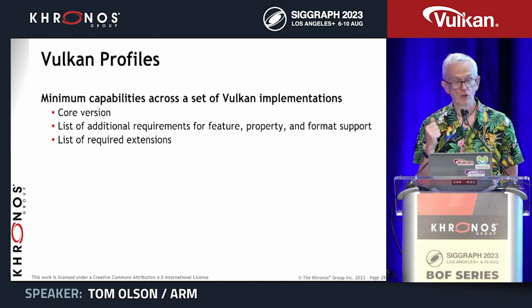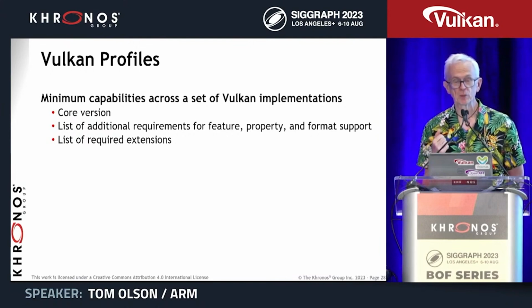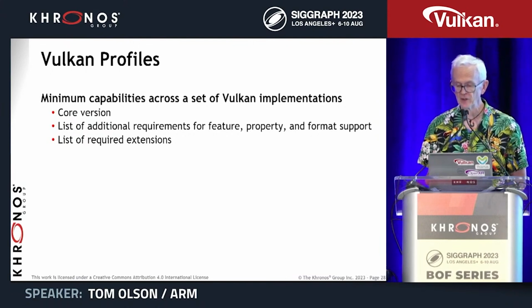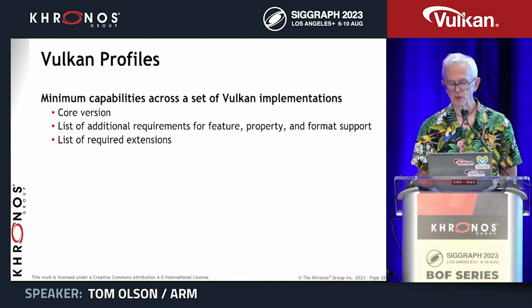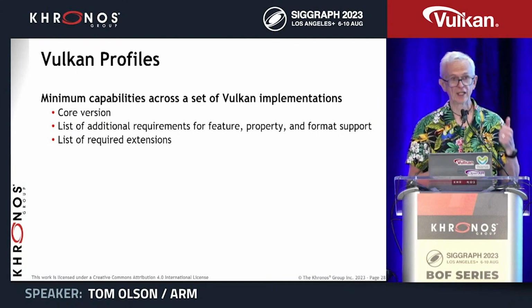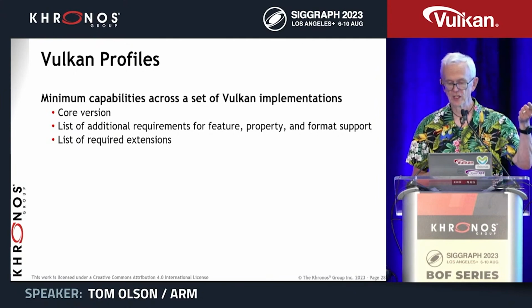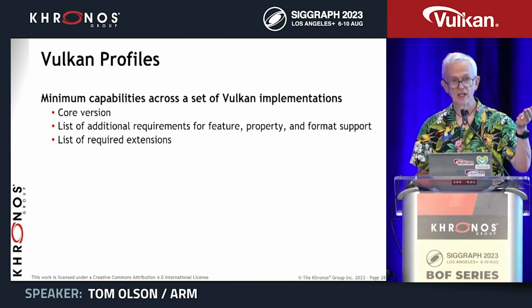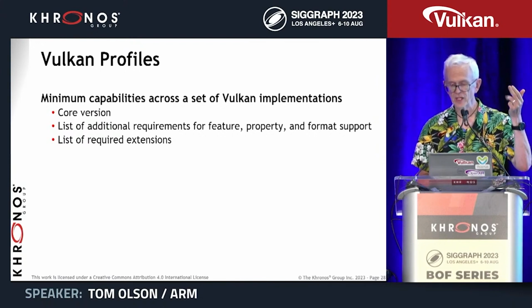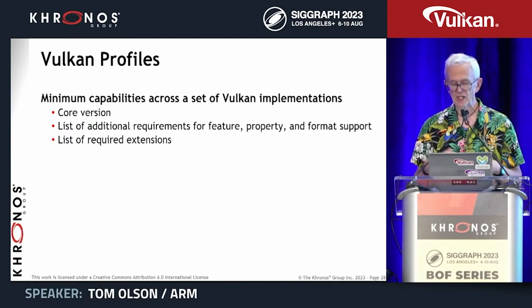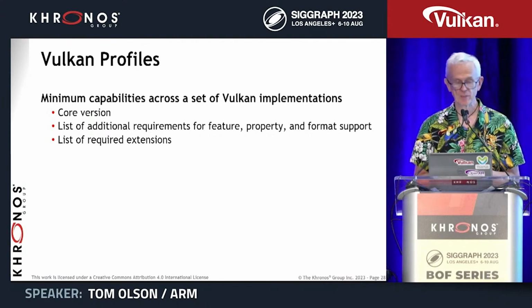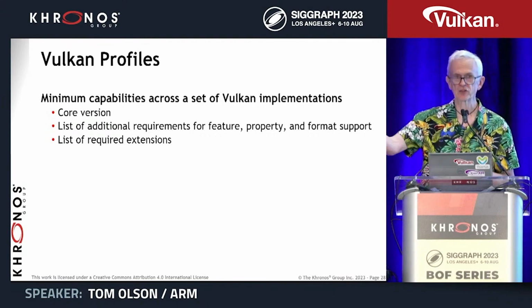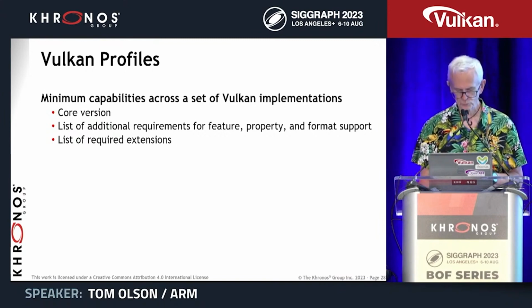A profile is a formal specification of minimum capabilities across a family of conformant Vulkan implementations. It defines a subset of the space of possible implementations that supports at least a particular core version, a particular set of extensions, at least a particular set of features, etc. Implementations in that subset may support more than the profile calls for, but they may not support less and call themselves conformant to the profile.